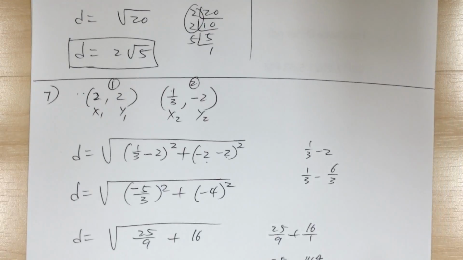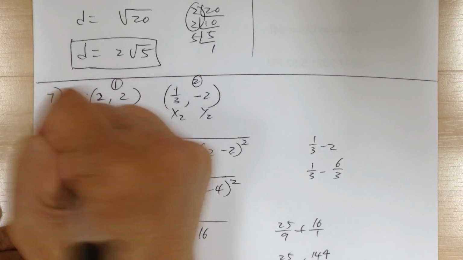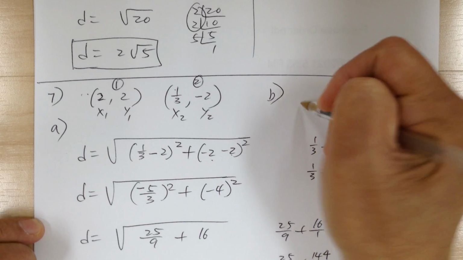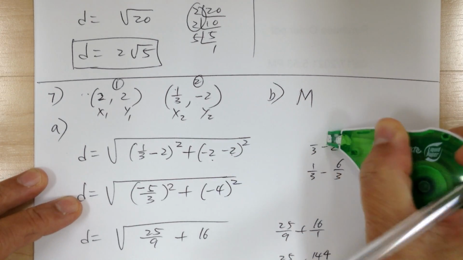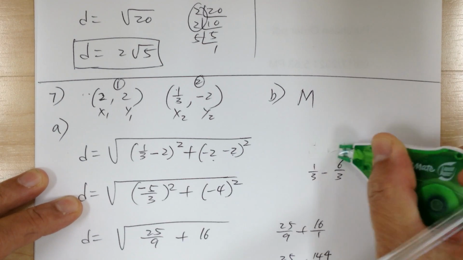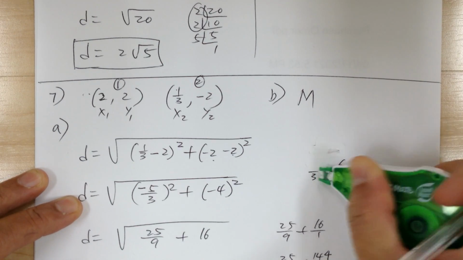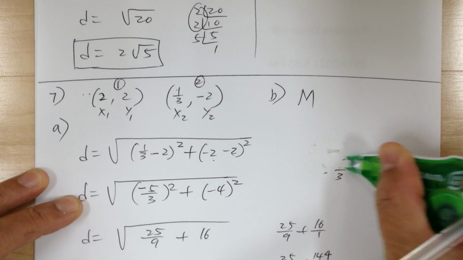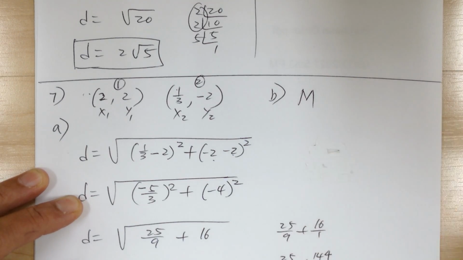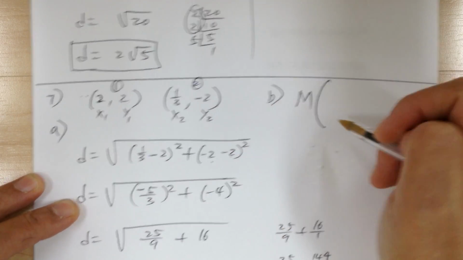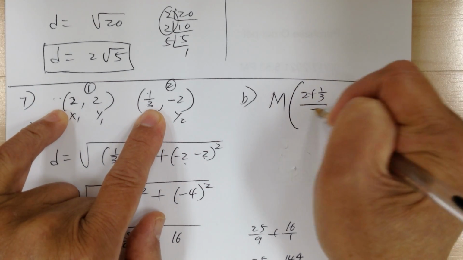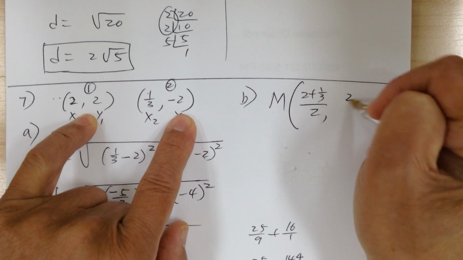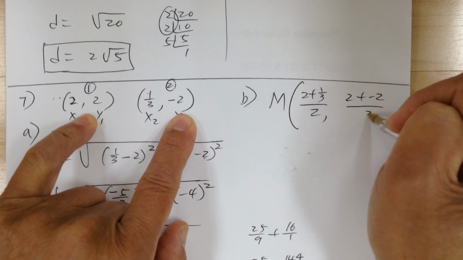Okay, now let's go and do the B. So this is part A. Now part B is your midpoint. Okay, I'm going to erase this over here. Okay, there you go. So midpoint, you just average the two. So it would be 2 plus 1/3 over 2, and it would be 2 plus -2 over 2.